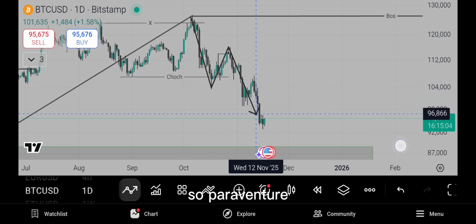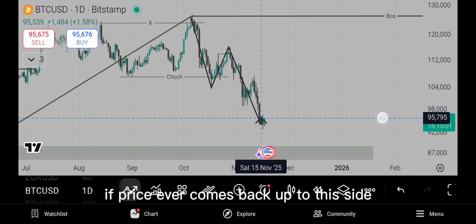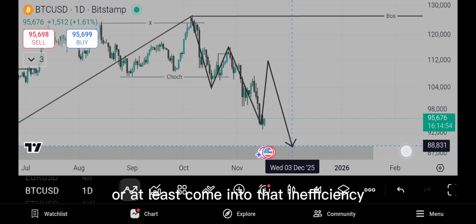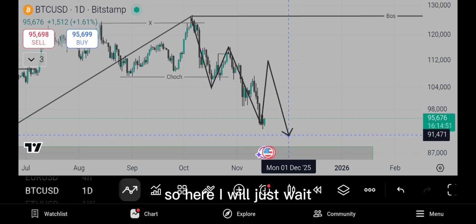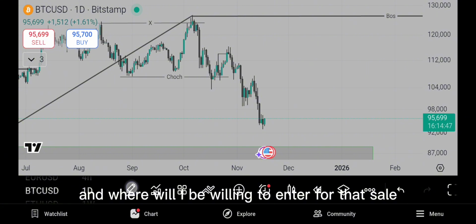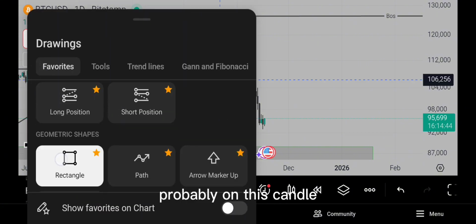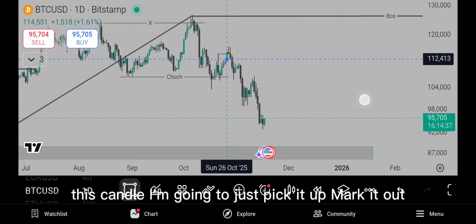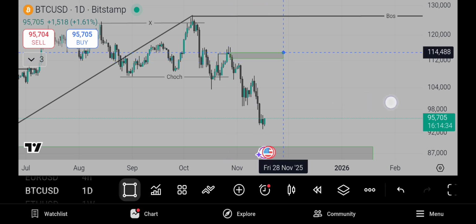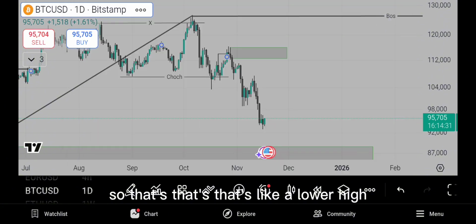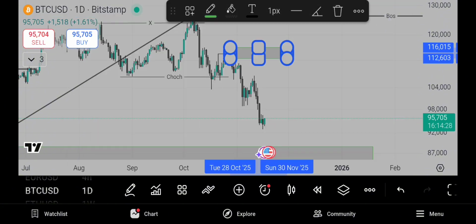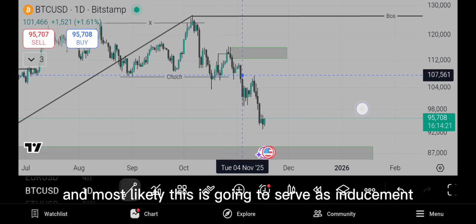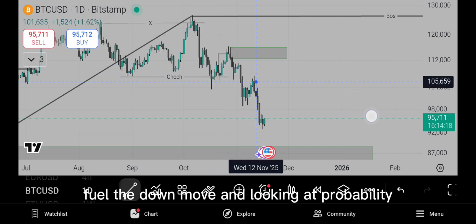correctly. So peradventure, if price ever comes back up to this side, I'm going to go for a sell to push it down to this level, or at least come into that inefficiency. So here I will just wait, and where will I be willing to enter for that sell? Probably on this candle. You see this candle that has the inefficiency just above it, I'm going to just pick it up, mark it out. So that's like a lower high for the downtrend, and most likely this is going to serve as inducement.